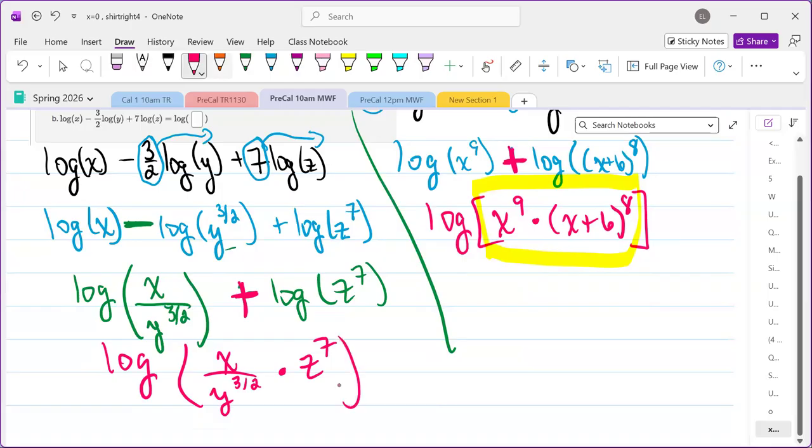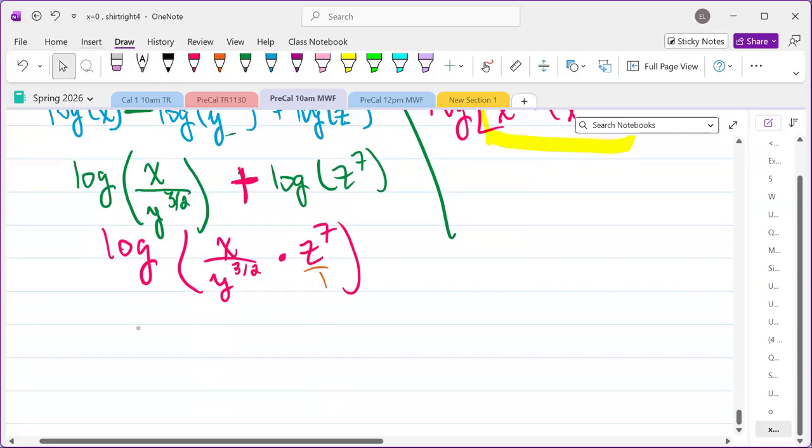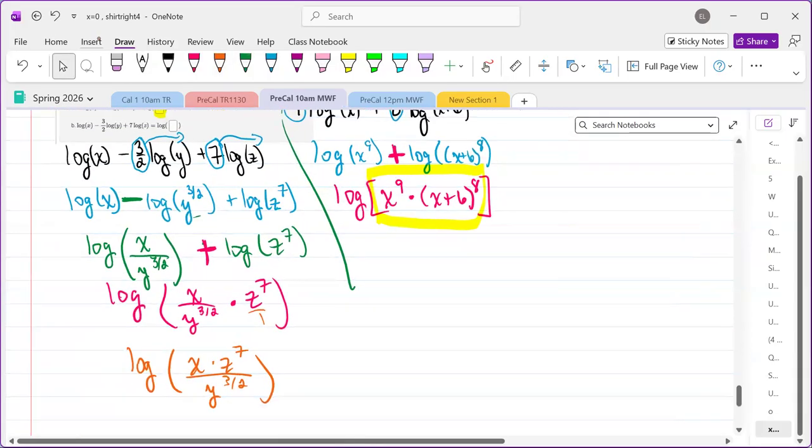So you can write it like this, where the z to the 7th is next to the fraction. But if we cleaned this up, that z to the 7th would multiply on top of the fraction. So it'd be the log of x times z to the 7th, all divided by y to the 3/2. Now, you don't have to show that many steps of work. In fact, I have some people who can look at that result and skip straight to the answer, and that's perfectly fine.